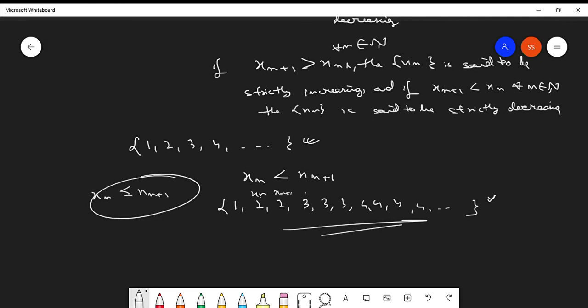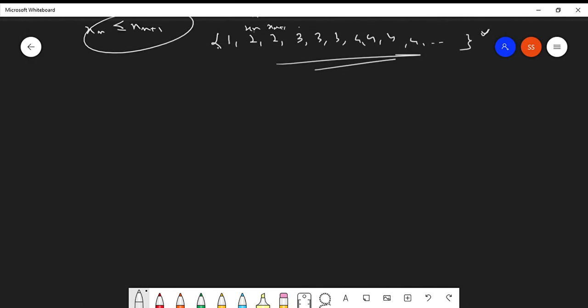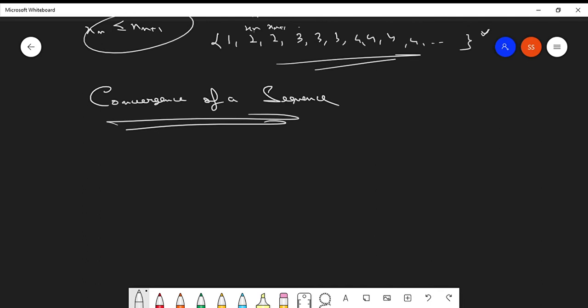Now there are some properties related to what we call a monotonically increasing sequence. We will be talking about that after we have a conversation regarding convergence. So let us discuss what is the convergence of a sequence. Convergence of a sequence. A very, very interesting topic, a very, very important topic.